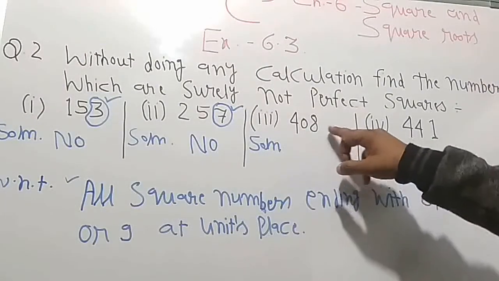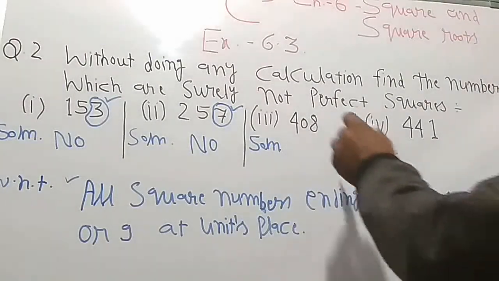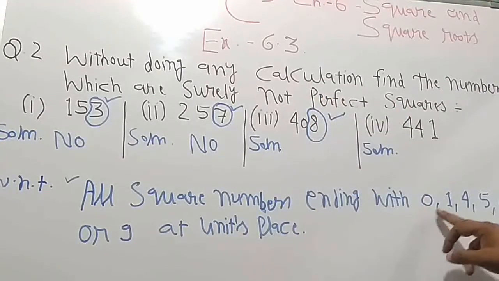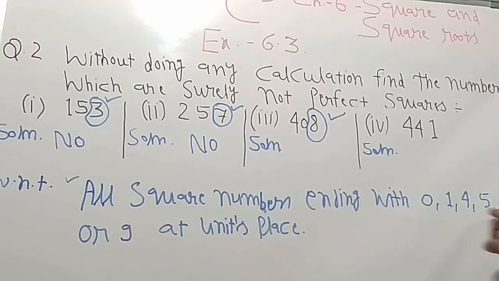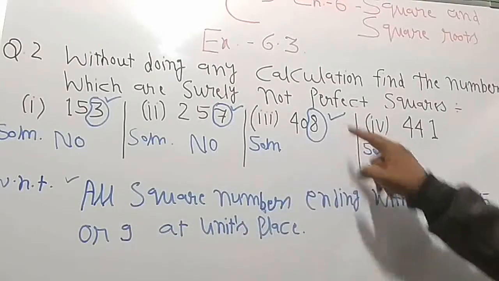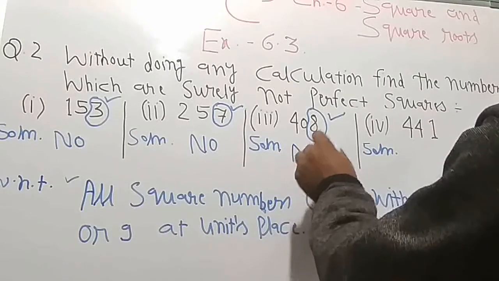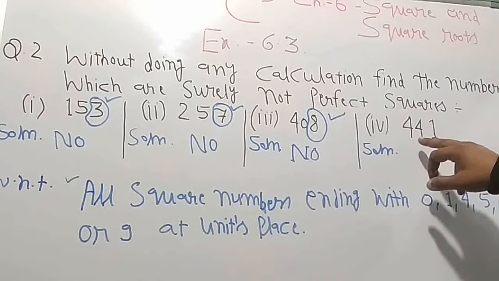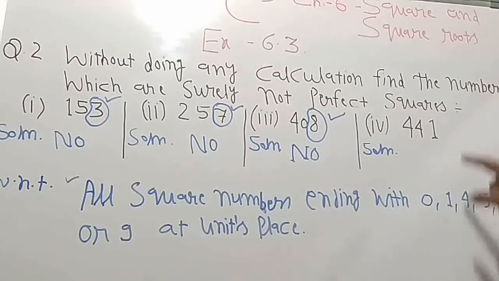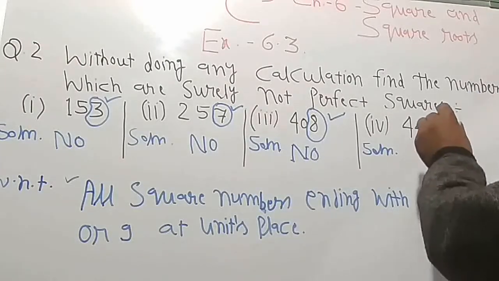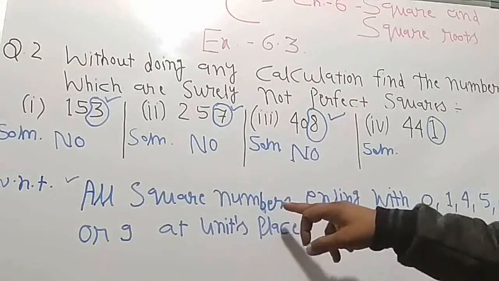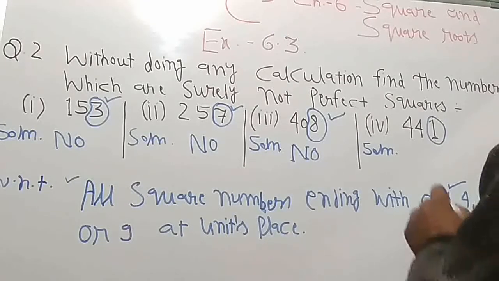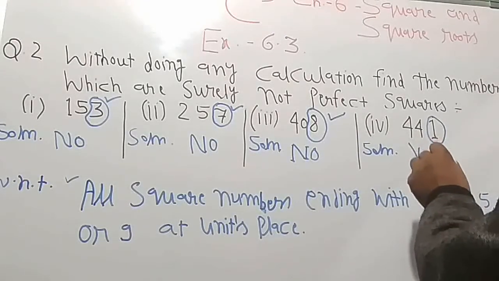Now the third number, that is 408. The ones place digit is 8. It is not 0, not 1, not 4, not 5, not 6, not 9. It is 8. So the answer is no, it is not a perfect square. Finally, the fourth number, that is 441, and it is ending with 1. And our condition says all square numbers end with 0, 1, 4, 5, 6 or 9. Yes, it is 1. So the answer for this part is yes, it is a perfect square.